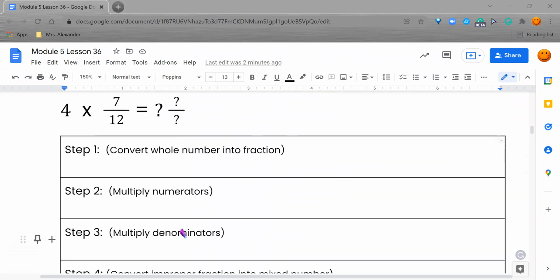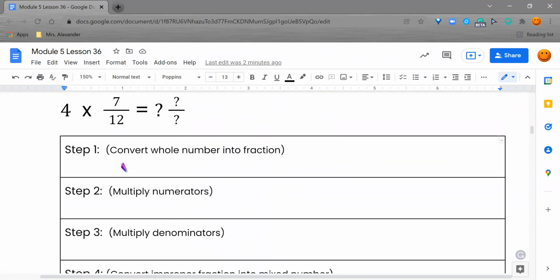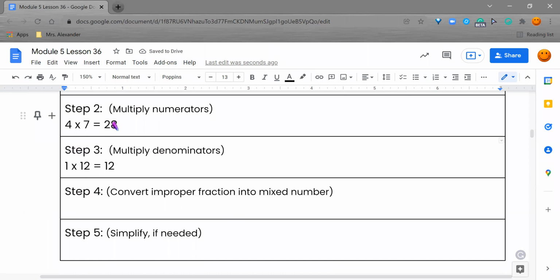So let's go look at an example. I have 4 times 7 twelfths. The first thing I do is make it 4 over 1 because I need a fraction. Next, I multiply my numerators. So I have 4 times 7, that gives me 28. And then I'm going to multiply the denominators. So that's 1 times 12, and that equals 12. Now I'm going to take my numerator and put it over my denominator.